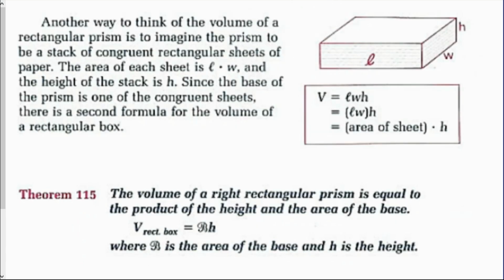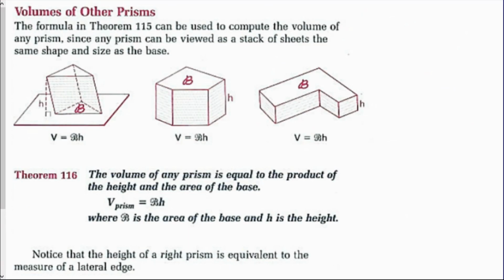is the height. Now, another way to think of the volume of a rectangular prism is to imagine the prism to be a stack of congruent rectangular sheets of paper. The area of each sheet is length times width, or the base, and the height of the stack is h. Since the base of the prism is one of the congruent sheets, there is a second formula for volume of a rectangular box. Again, length times width is the base, so the volume of a right rectangular prism is equal to the product of the height and the area of the base. The volume of a rectangular box is B times H, where B is the area of the base and H is the height. Now, this will also work for all other prisms.